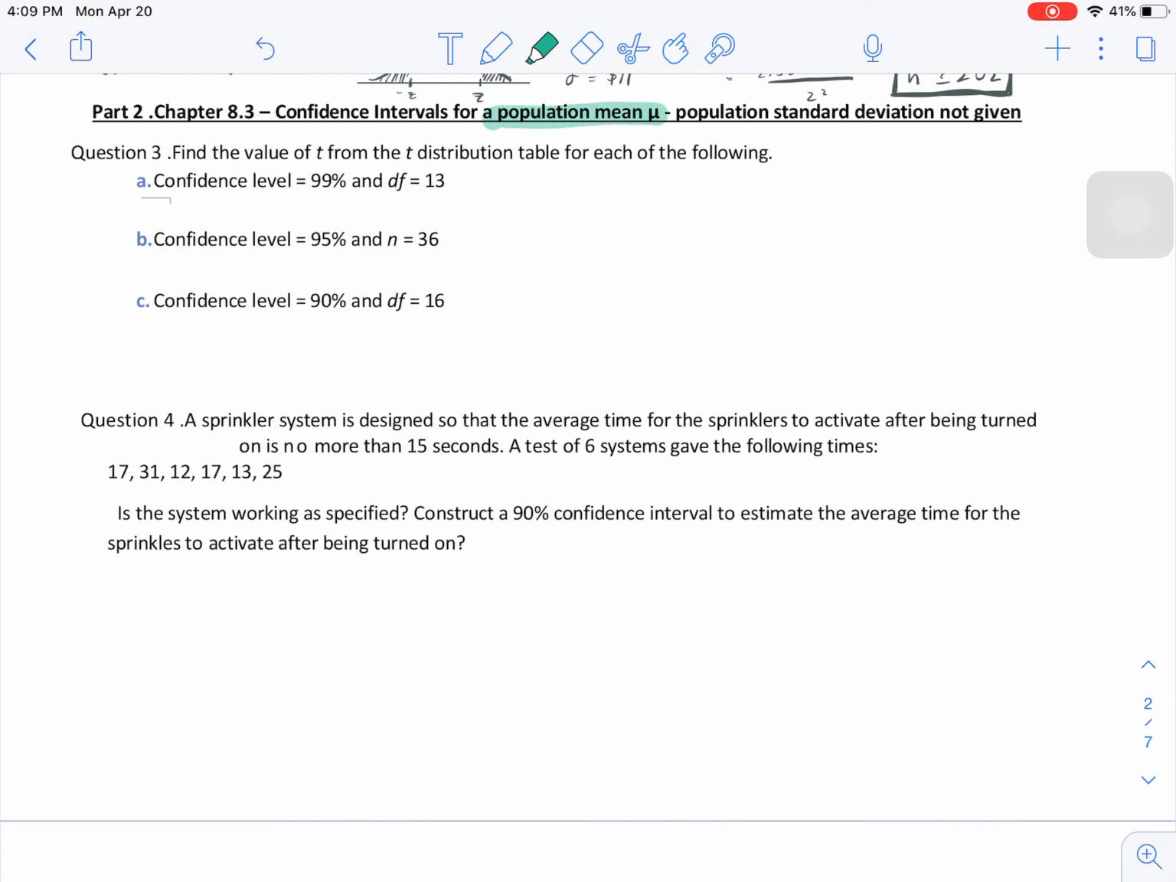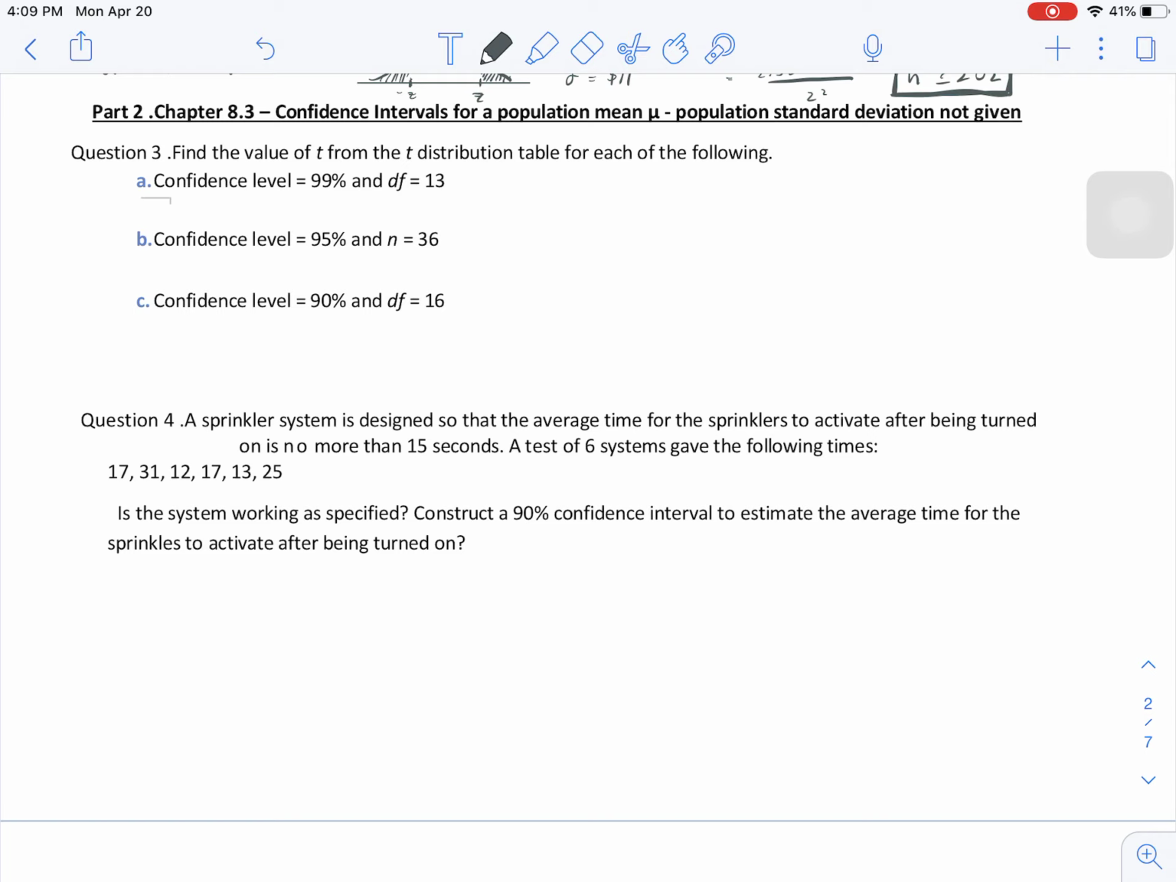If we're trying to estimate the population mean, but we don't know the population standard deviation, which is often the case, we'll use the t-distribution instead. The t-distribution is very much like the normal distribution. It looks very similar, but it just has what are called heavier tails. So more of the data is in the tails. So the tails are larger compared to the normal. Okay, so this question is all about how to use a t-table.